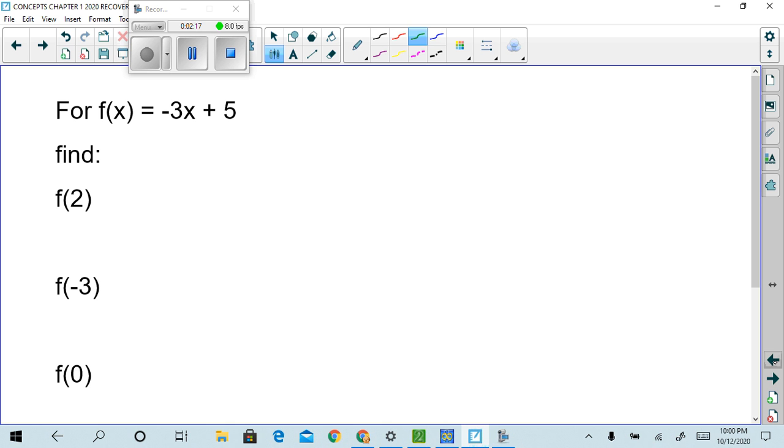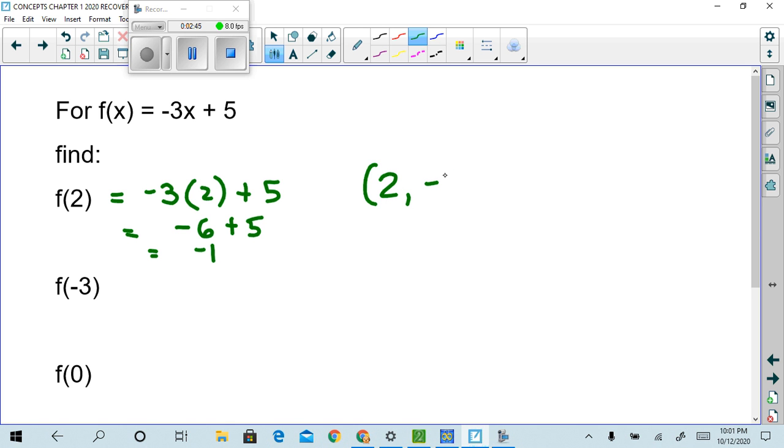It's basically just asking us to evaluate at a particular point. F at 2 would tell us to take this function here, replace x with 2, and then simplify what's on the right. I'm not worried about what's on the left, that's just stating the element that we're looking at. So we're going to get negative 6 plus 5, which gives me an output of negative 1. When I input 2, I output negative 1.